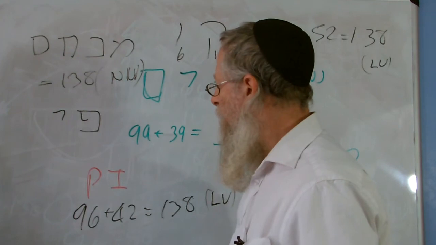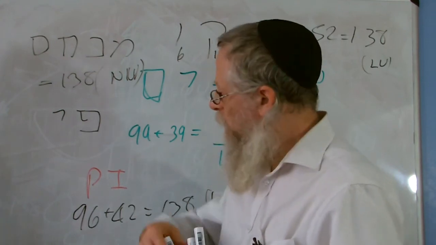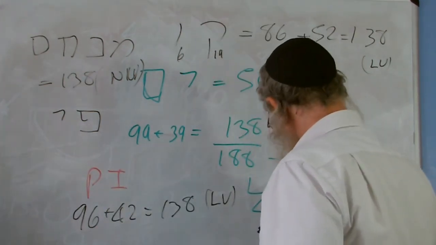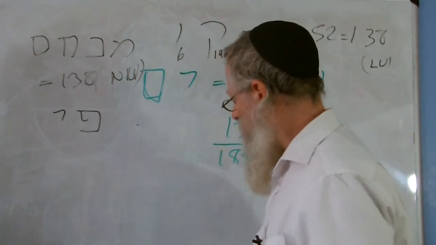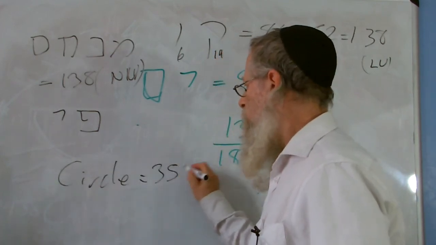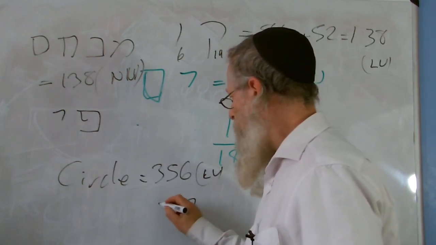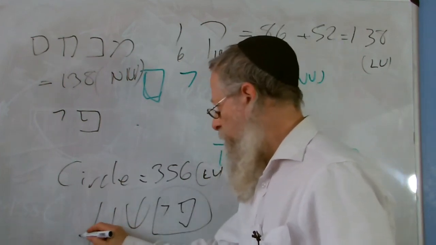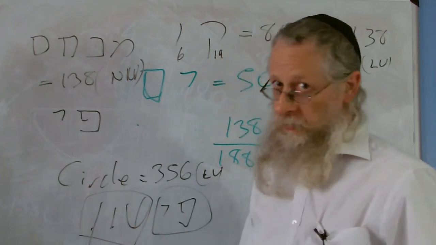So what we have there is a river that goes around, and if you remember, when I did the circle, the large value of the word circle is 356. So circle was 356. That's a large value. And Pishon is the mouth of Shon. Shon is 356, which is connected to the circle.